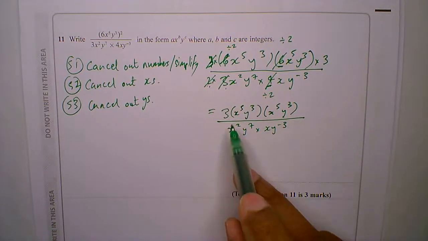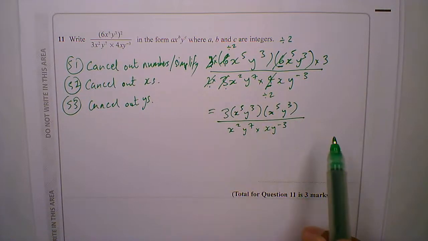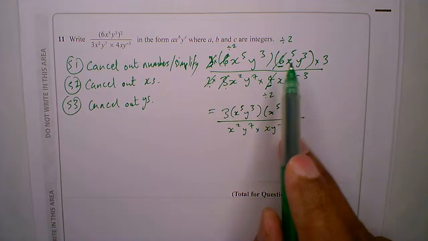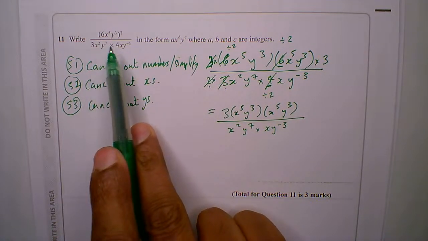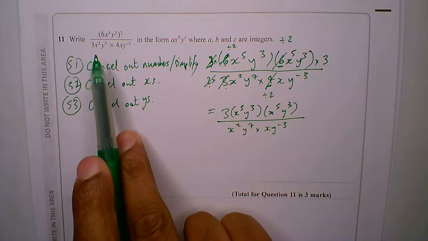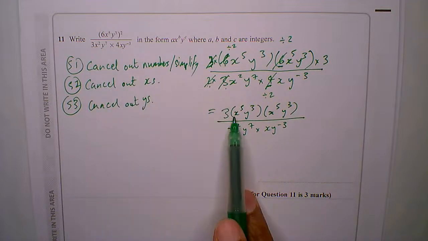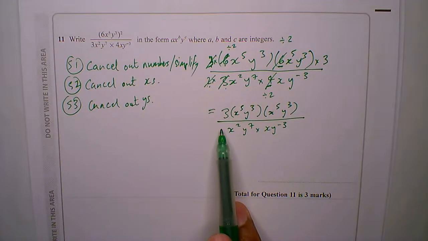Okay, so I've dealt with the numbers. Now, if I look carefully, you could also multiply this out. 6 times 6 is 36. And then 3 times 4 is 12, and then you can do 36 divided by 12 will give you 3. So you can use both methods.